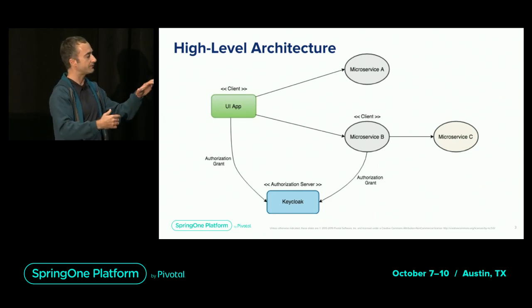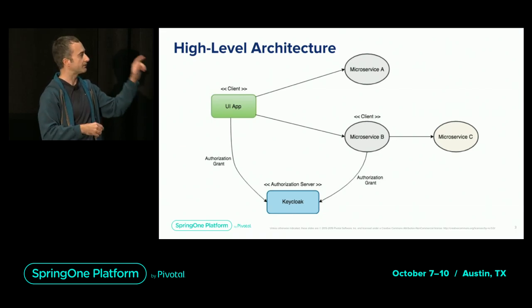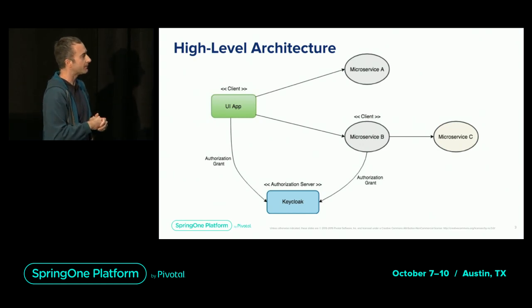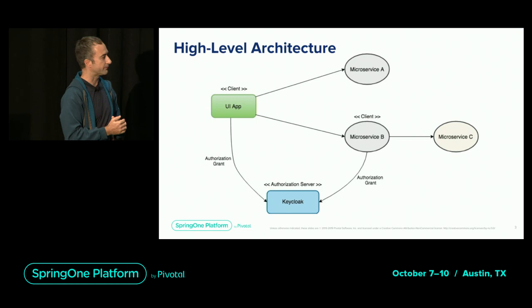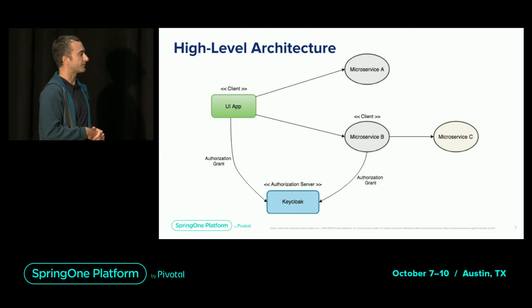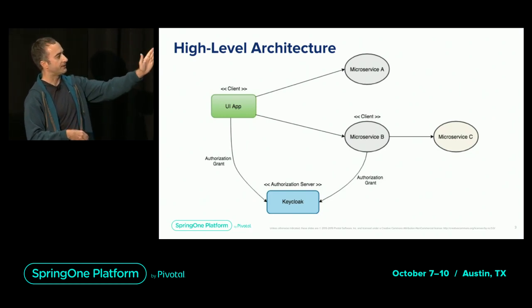So what we're going to demonstrate here is three microservices, three resource servers, and then a UI app where all requests come through. The UI app just fans requests out to the backend resource servers, and then other resource servers call other backend resource servers, like in the case of microservice B to C.